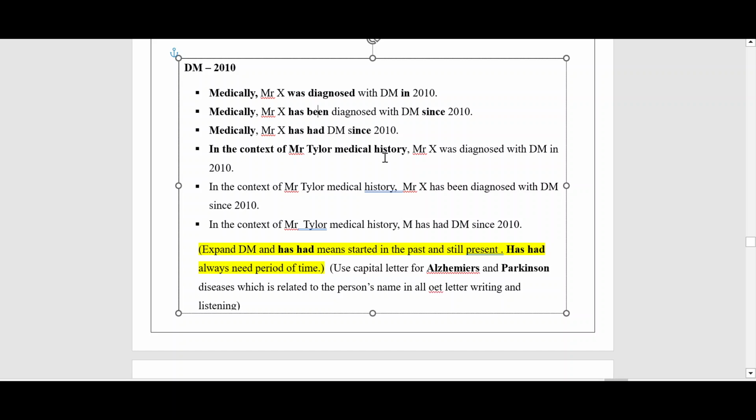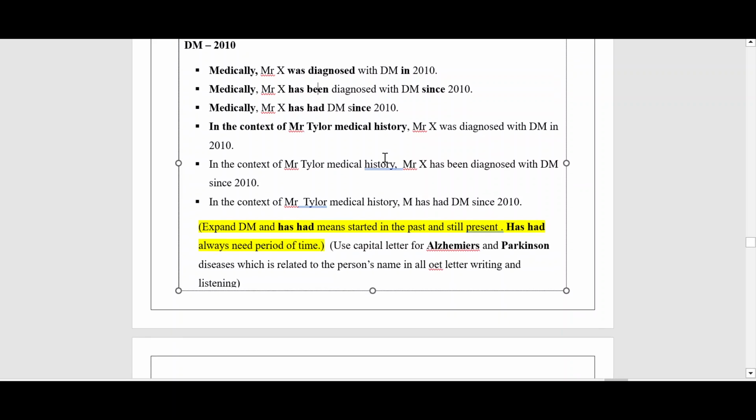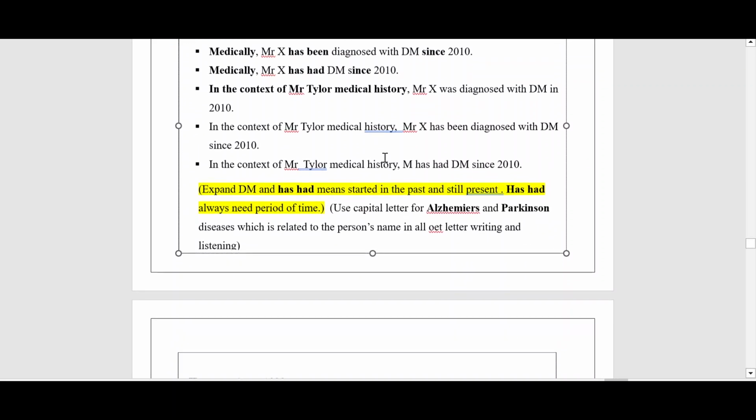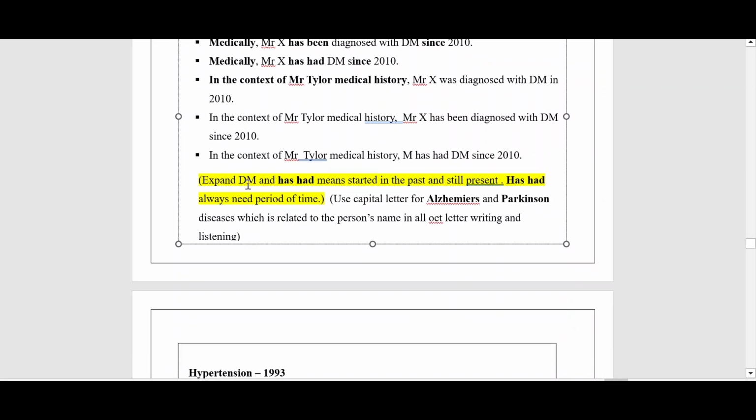This is a way to write the later past medical history and social history. And see, expand diabetes mellitus. Please expand the diabetes mellitus. Most of the students in the letter writing, if it is mentioned as DM, please don't follow that. They are just seeing your leniency in the letter writing. Just expand that word, and then "has had" means started in the past and still present, okay.